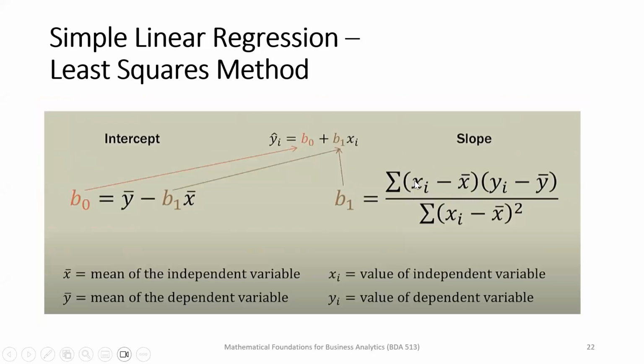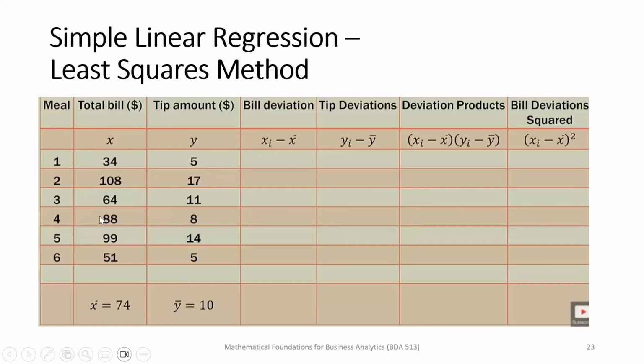So it starts from X, Y. So your X is your independent variable, that is the amount that was spent on the bill, okay? And then the dependent variable will be your Y, that is the amount of tip that was given, all right? So from here, we can easily calculate our X bar by adding all the amount that was spent on food divided by the number of meals.